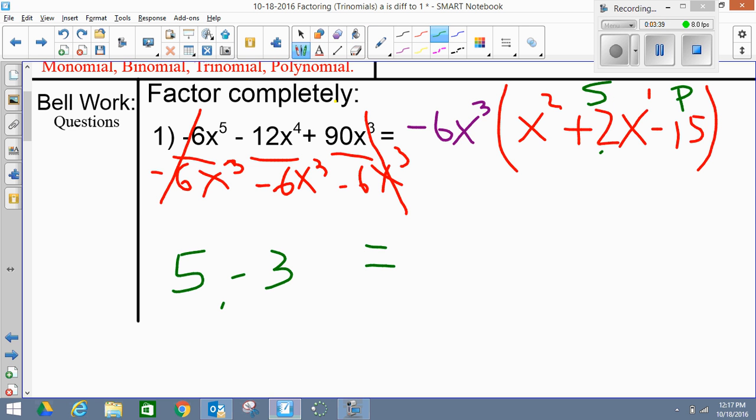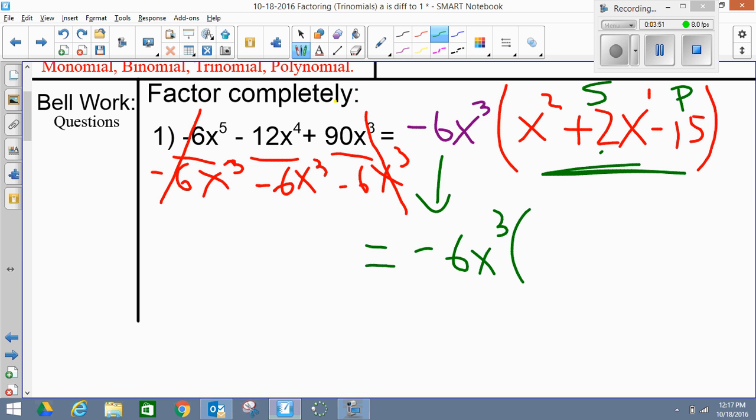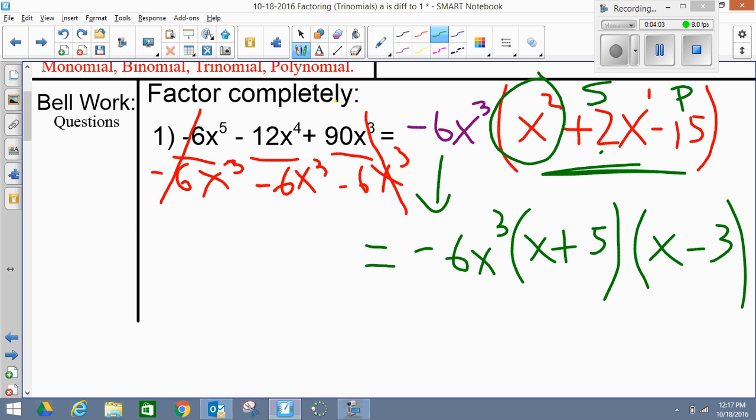Equals, whatever 5 and -3, I'm going to remember that. Whatever is outside the parentheses comes down, -6x cubed. Now this trinomial is going to factor into parentheses. The x squared breaks into x and x. And my numbers were +5 and -3. And we're done. So that's how you factor any regular trinomial.